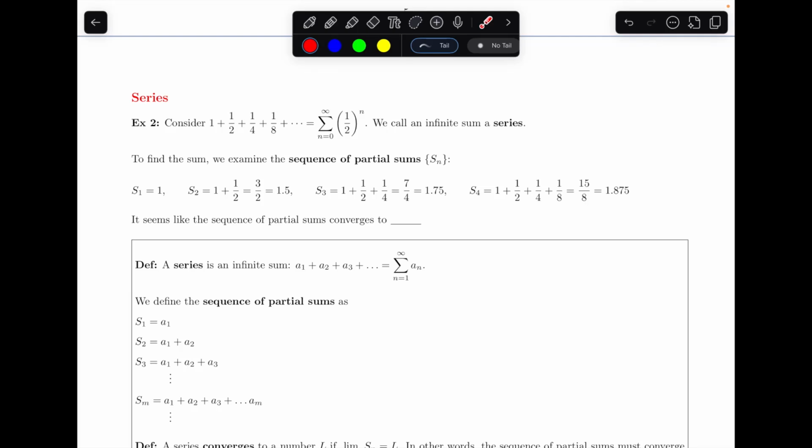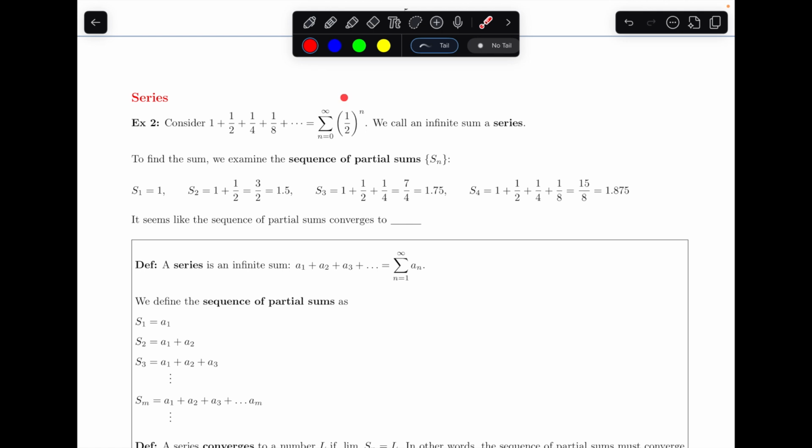In this video, we are going to introduce what a series is. So I want to motivate this with an example. Let's consider this sum, 1 plus a half, plus a fourth, plus an eighth, plus so on. I notice that to get from one term to the next, I keep multiplying by 1/2. So the terms are getting smaller and smaller.